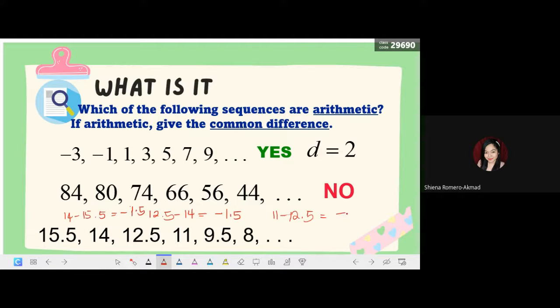Negative? Negative 1.5, correct. And as you can see, tuloy-tuloy yan. Lahat ng differences nila is negative 1.5. So what can you say about this kind of sequence? Is it arithmetic or not?